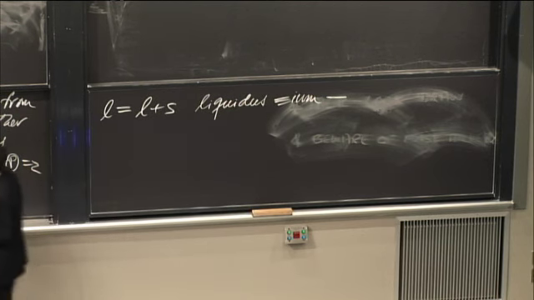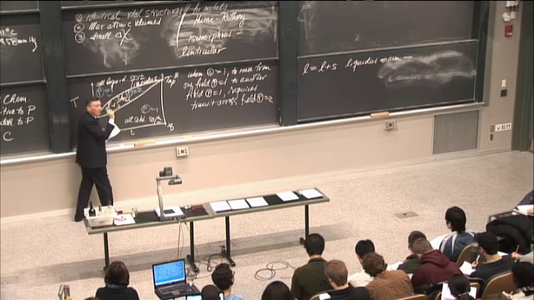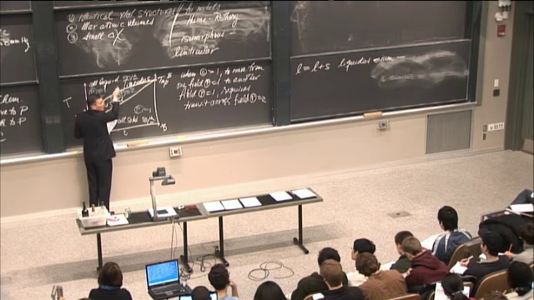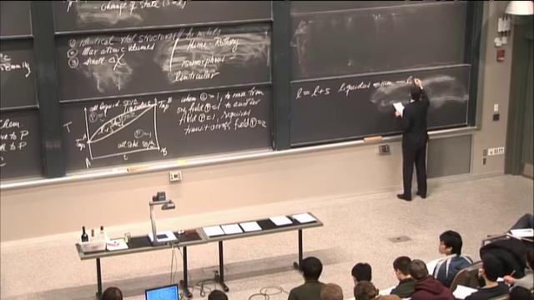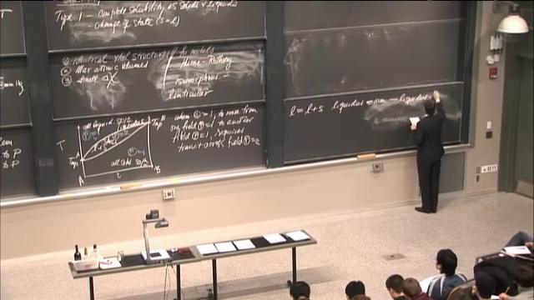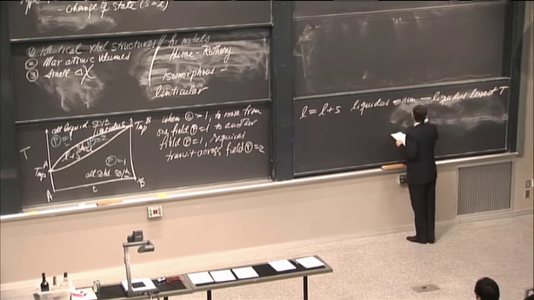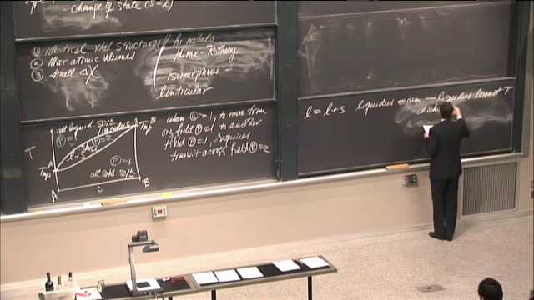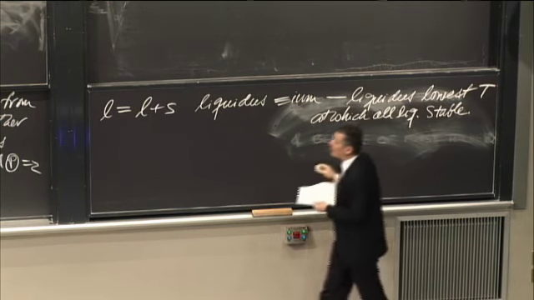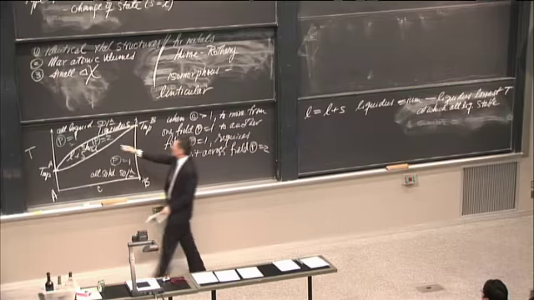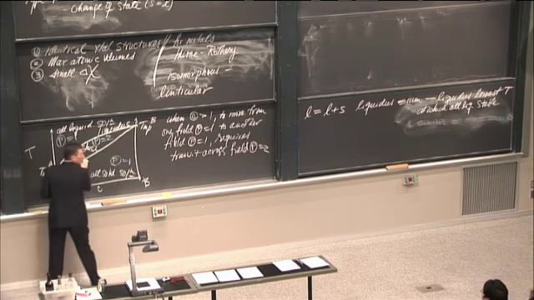And so what's the liquidus? So you pick a composition. The liquidus is the lowest temperature at which you can have a single-phase liquid solution. Okay? So the liquidus is the lowest temperature at which all liquid is stable. If you go below that temperature at that composition, you start making solid, because slush requires that there be some solid present.